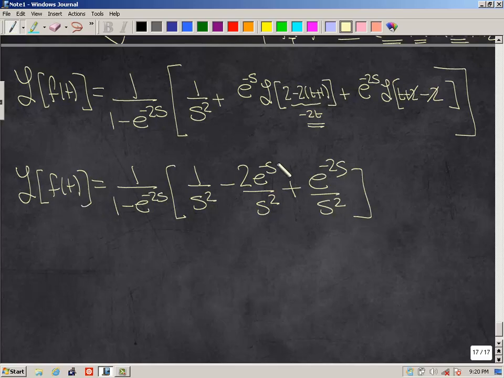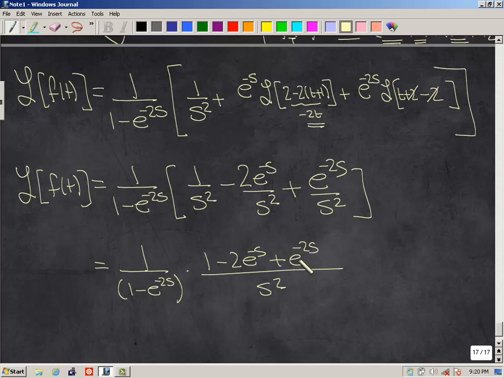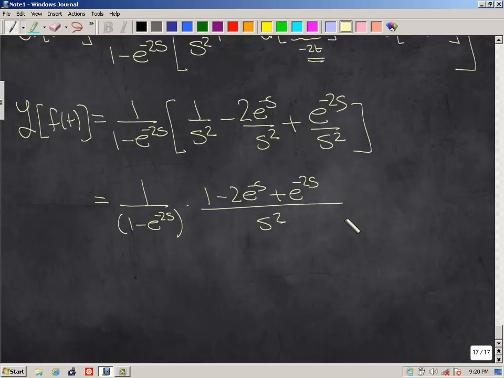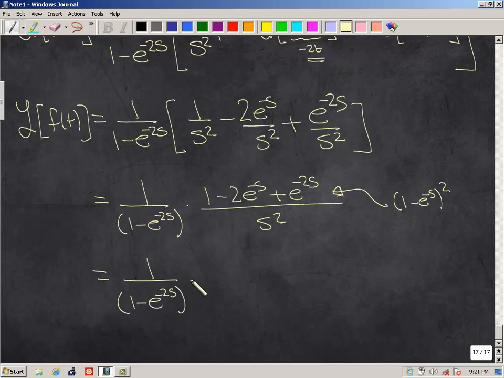Now technically you can simplify this if you really wanted to make it look pretty, but that would be a perfectly good answer. The common denominator is the same. We get 1 minus 2 e to the negative s plus e to the negative 2s. The top should look familiar because if you were to square 1 minus e to the negative s, you'll get exactly this. So I can write it as 1 minus e to the negative 2s times (1 minus e to the negative s) squared over s squared.